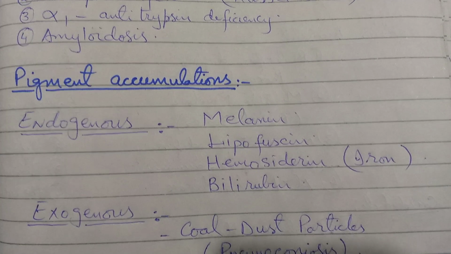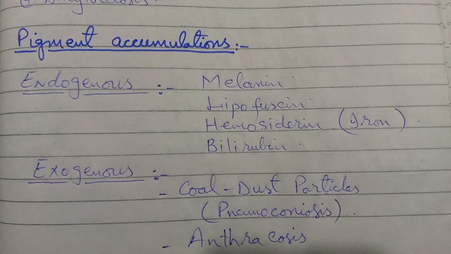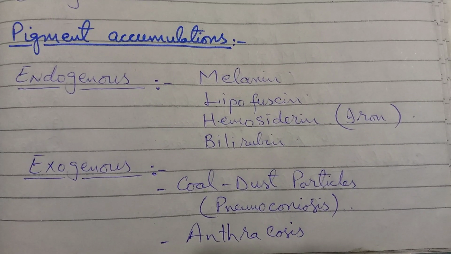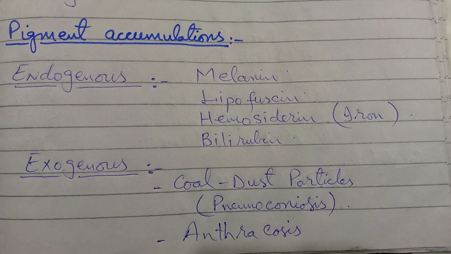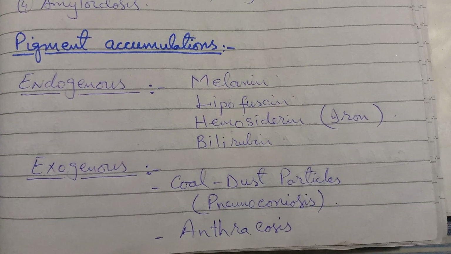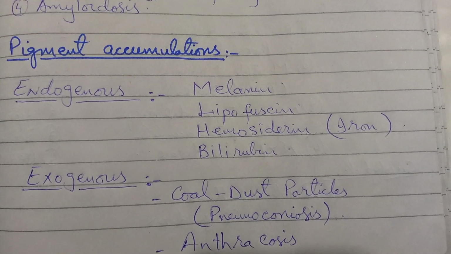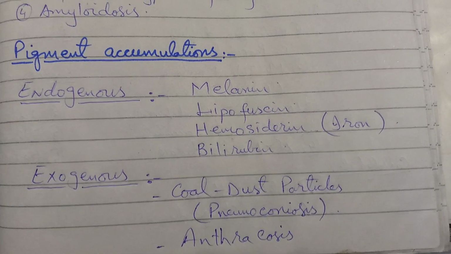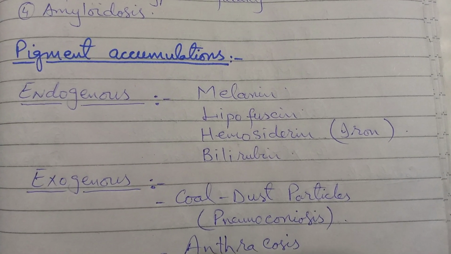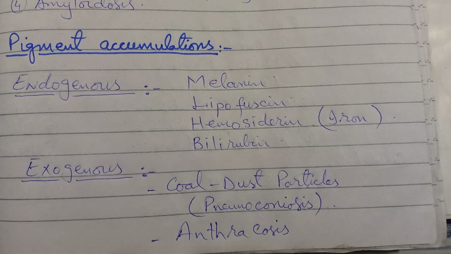Students, the other type of accumulations inside the cell are pigments. Two types of pigments are present. Endogenous pigments, which means those pigments which are produced inside the body. They include melanin pigment. This is accumulation of melanin pigment inside the skin cell layers. It leads to hyperpigmentation of the skin if there is overaccumulation of melanin. Number two is lipofuscin.